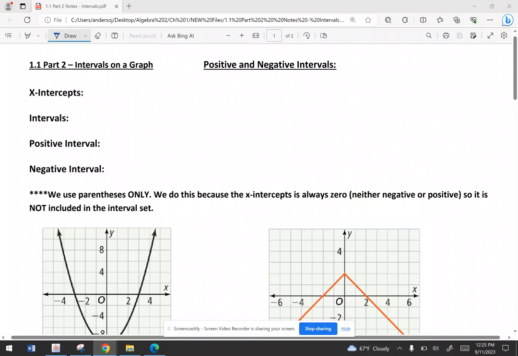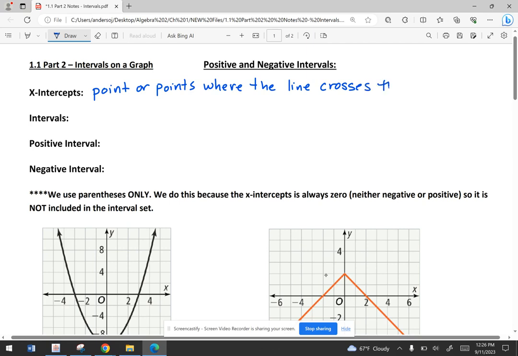Before we get going, we want to take some notes over just some terms that we're going to be discussing as we go through the notes today. The first is an x-intercept. You may already know what this is. We'll go ahead and give it a definition. An x-intercept is a point or points where the line crosses the x-axis. So it may have more than one point of x-intercept, or it may only have one. It just depends on the graph that we're looking at.